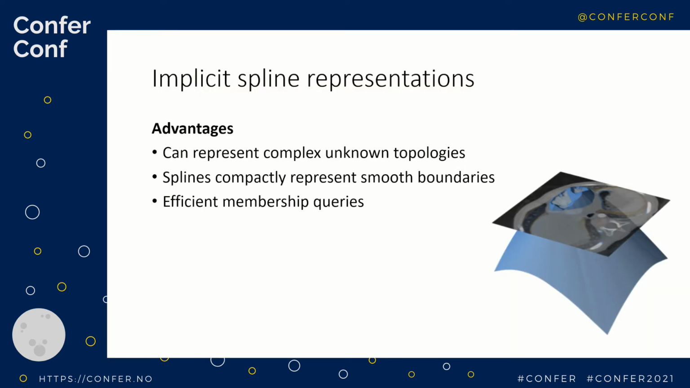But we are not using spline curves, but spline surfaces. These surfaces are used implicitly, meaning that their intersection with the zero plane gives you the boundary of the generated shapes. There are a couple of advantages. First, we can represent complex and unknown topologies. Second, using splines we can make compact but accurate representations whenever the boundary is smooth, and third, it is easy and efficient to check whether a point belongs to our segmentation, simply by evaluating the spline.